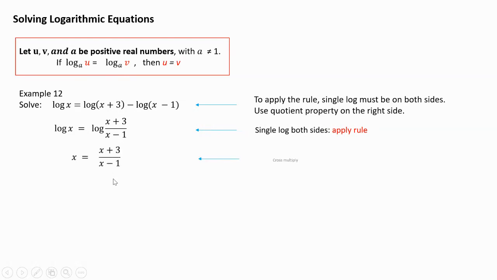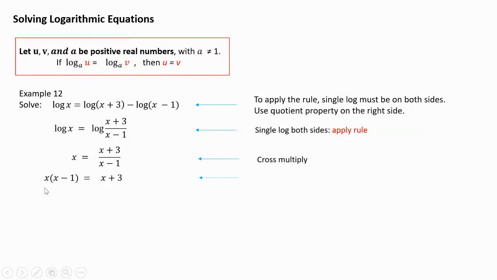Now here, guys, I'm going to cross multiply. The x on the left side is the same thing as x over 1. If you cross multiply, it's going to be x times x minus 1 equals x plus 3 times 1. Or you can multiply both sides by x minus 1, so that the x minus 1 will cancel on the right side. Or you can cross multiply, whatever you want. This is what we should get.